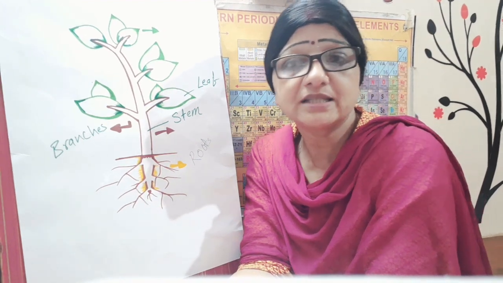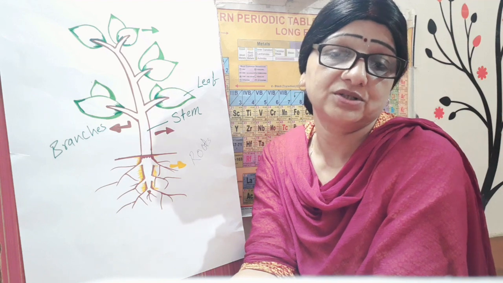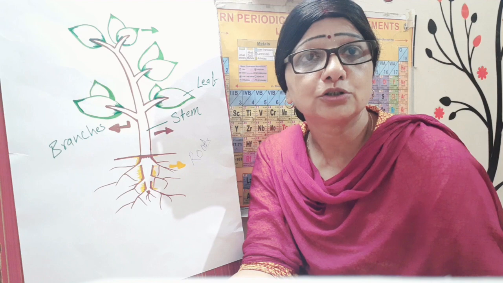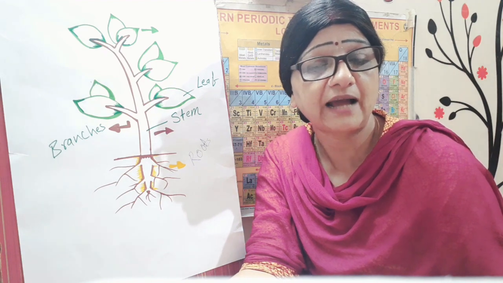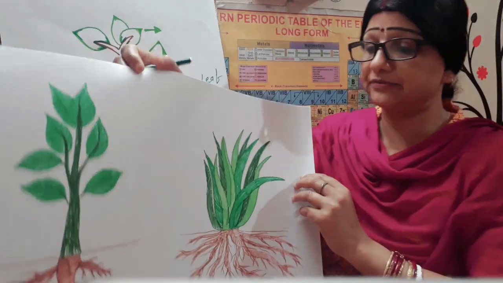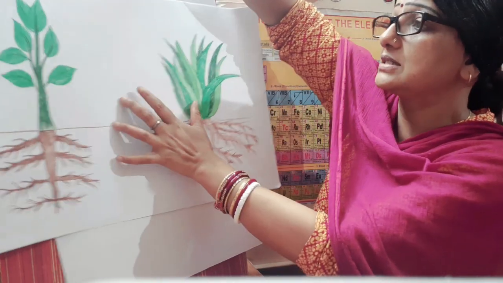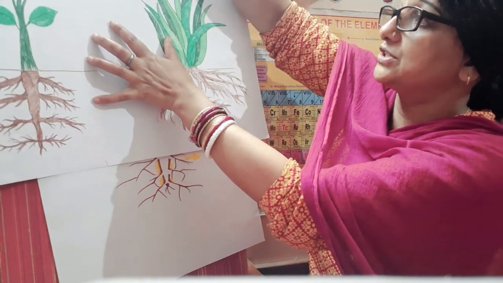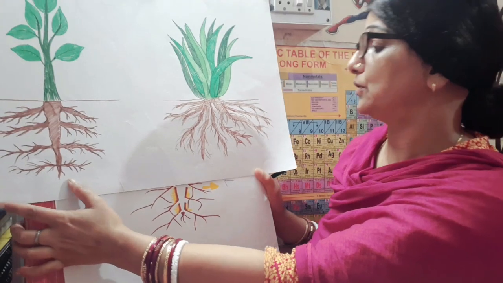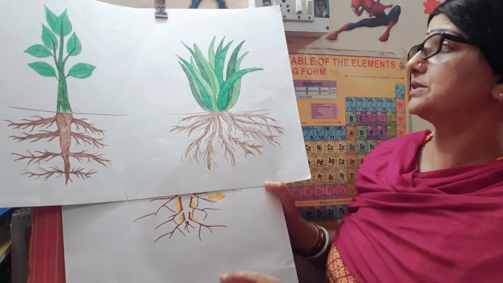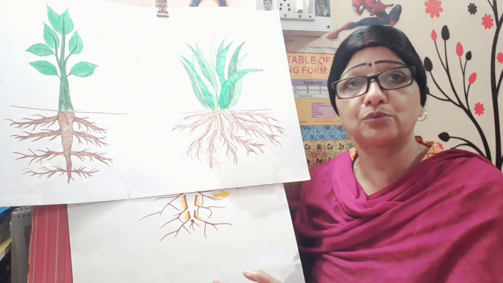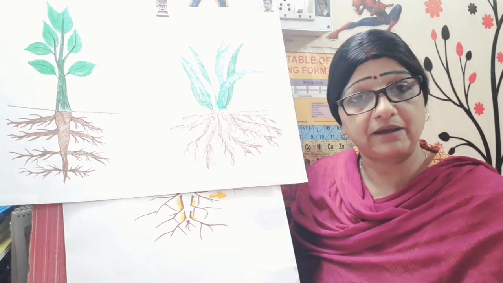Okay, so the next is types of root. There are mainly two types of roots which I am going to discuss here: taproot and fibrous root, as you can see with the help of the picture. One diagram is there which I have prepared for you. So this is the picture of taproot and fibrous root. Two types of roots are there, taproot and fibrous root.